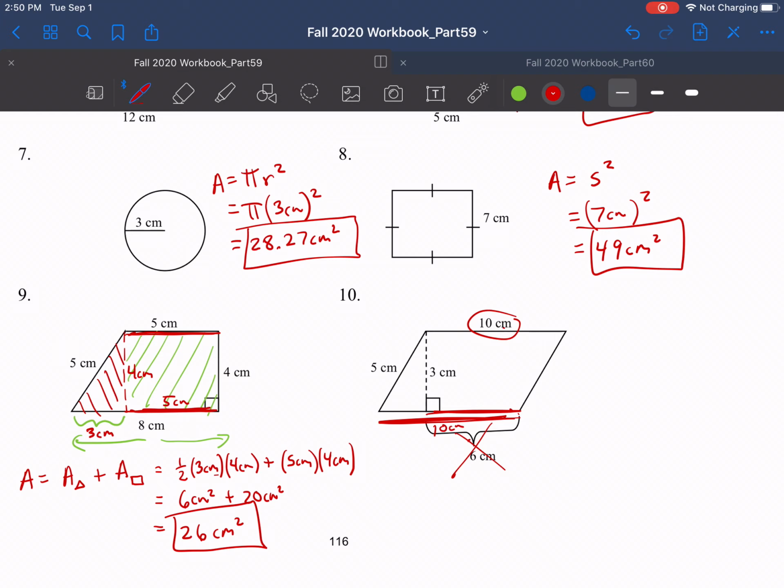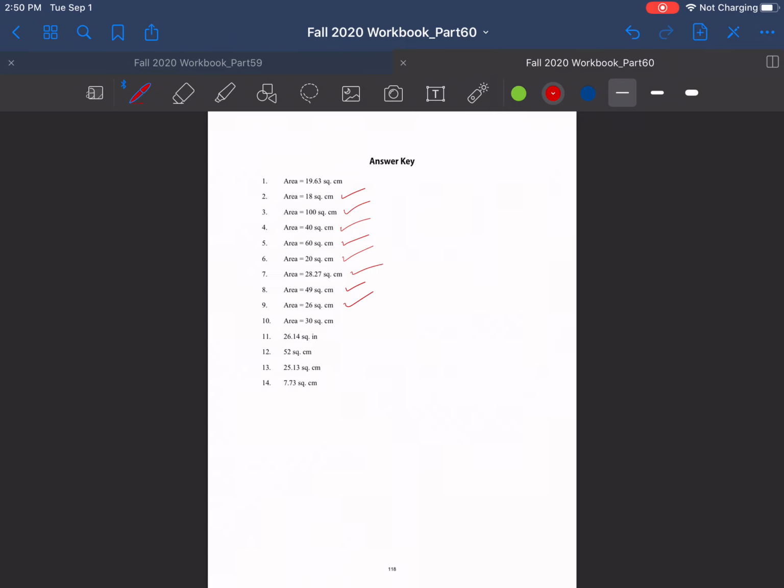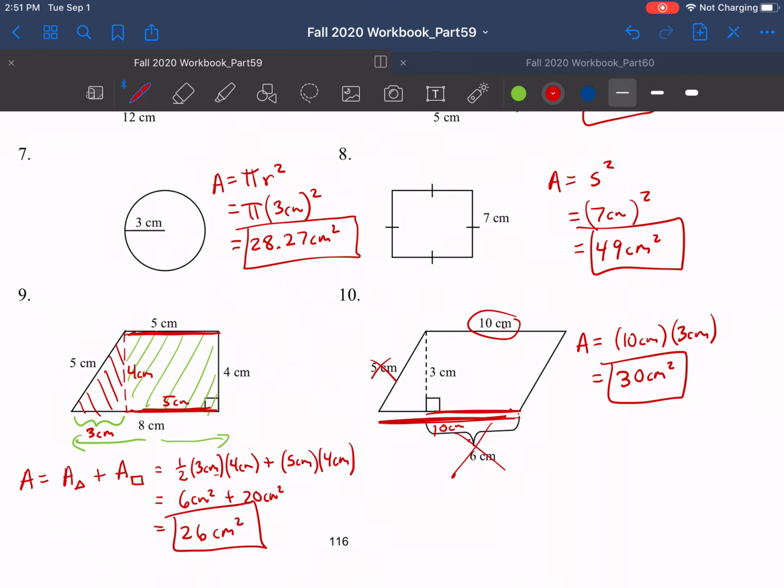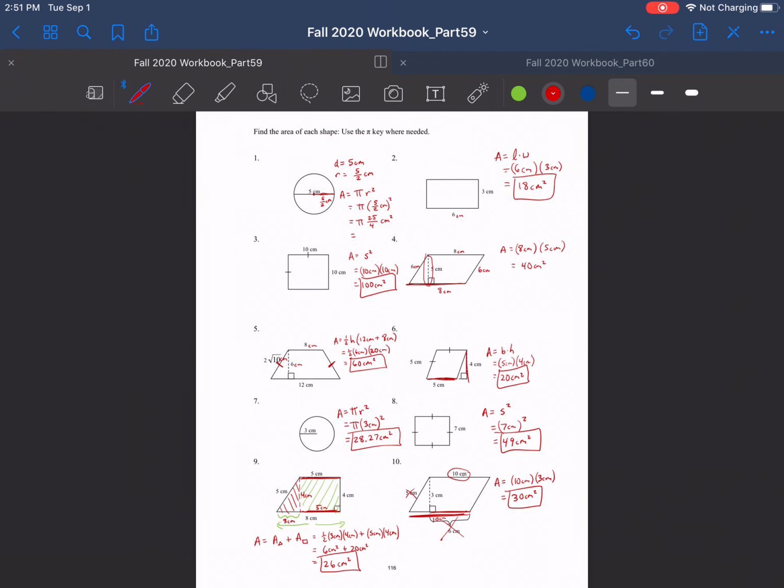So it's 10 centimeters that we need to do. So area is base 10 centimeters times height 3 centimeters, not that one right there. So we got extra information we didn't even need really. And so we have 3 times 10 is 30 centimeters squared. And if we check, we see we have 30 square centimeters there. So far, so good. Okay, so that's it for that page.